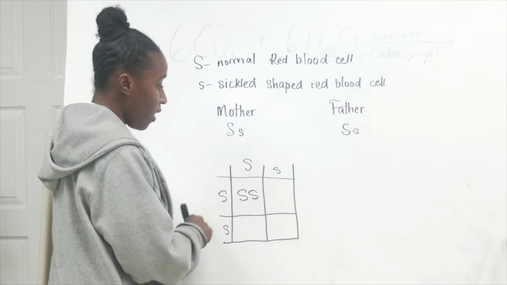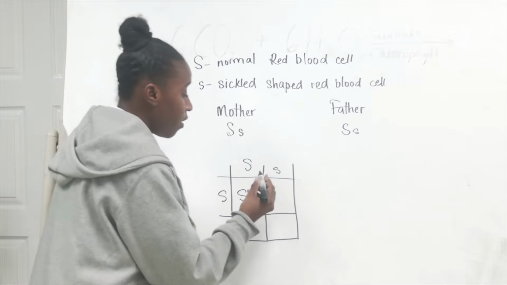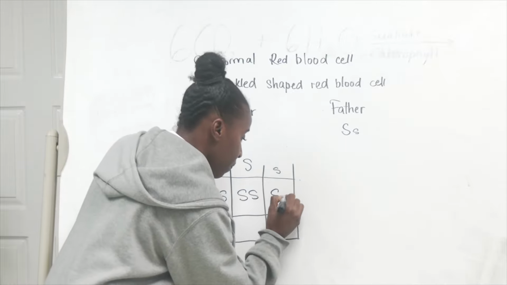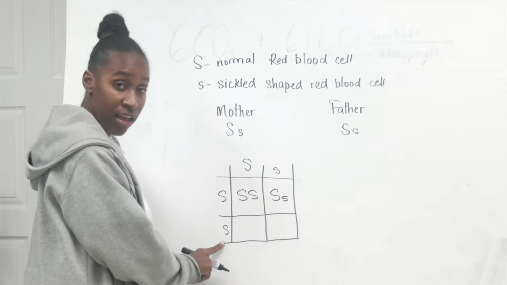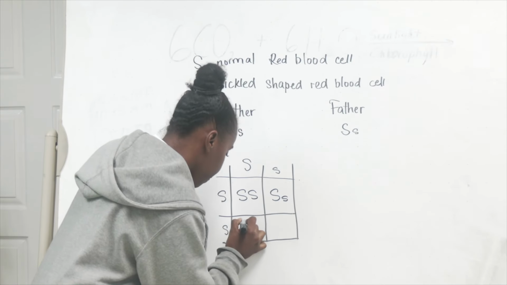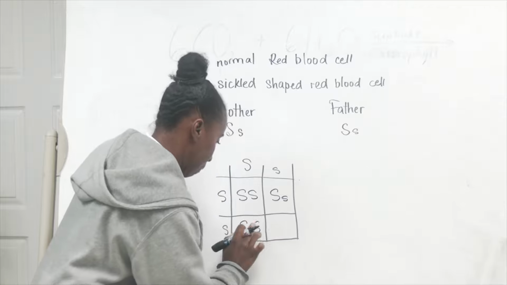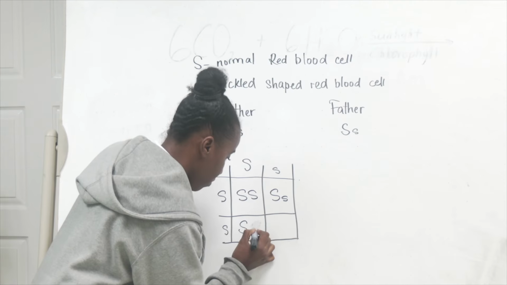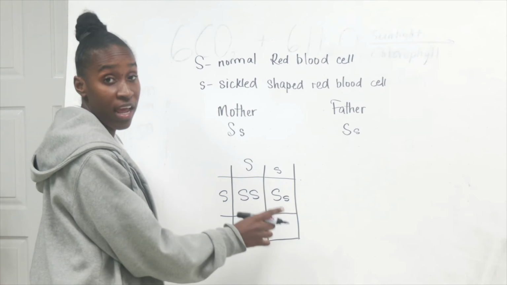We have a small s from the father and a capital S from the mother. We have a capital S from the father and a small s from the mother. And then we have a small s from the father and a small s from the mother.